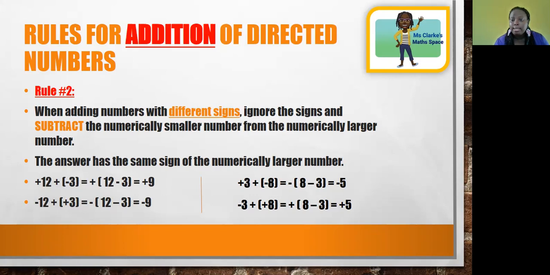Going on to the last example on this page, when you have two separate and different signs for adding directed numbers, we have negative 3 added to positive 8. We find the difference between the two numbers, which is 5, and 8 being the larger number corresponds to a plus sign, or a positive sign, so our answer would be positive 5.